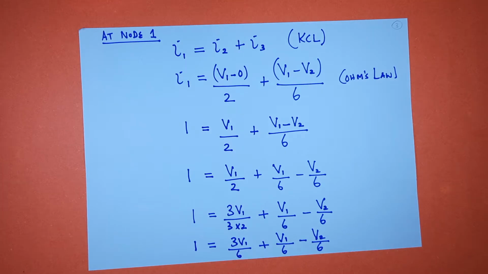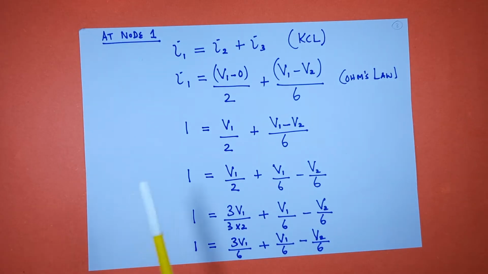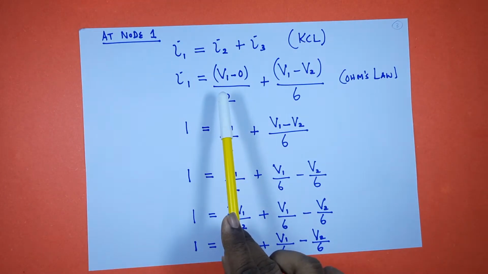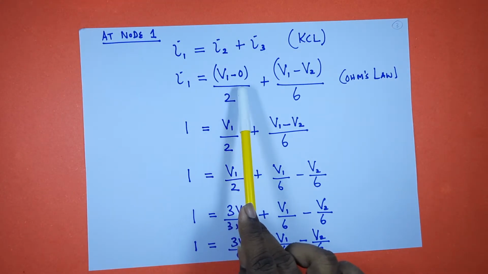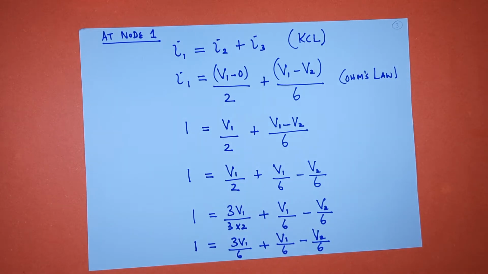So now at node 1, we write by KCL, Kirchhoff's current law, I1 equal to I2 plus I3. I1 equal to, what is I2? I2 is nothing but V1 minus 0 divided by 2.